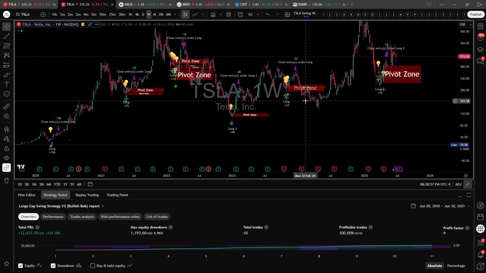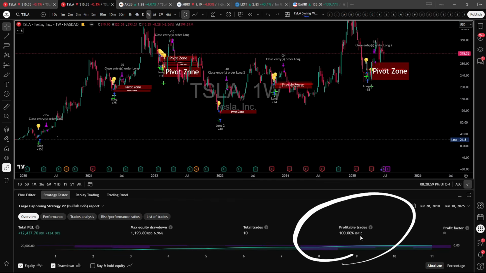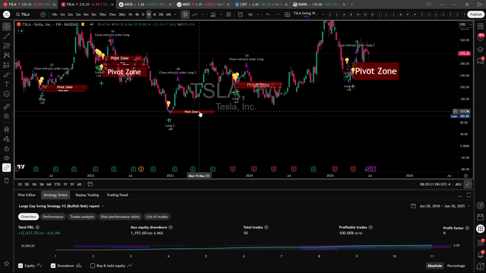And what this is showing is of the last 10 trades, 10 out of 10 were 100% accurate. Didn't mean you got 100% on each one of these trades. However, what it means is the consistency is there. It's a very accurate type of strategy. And that's going to be in our weekly time frame. And we don't get a lot of these alerts.